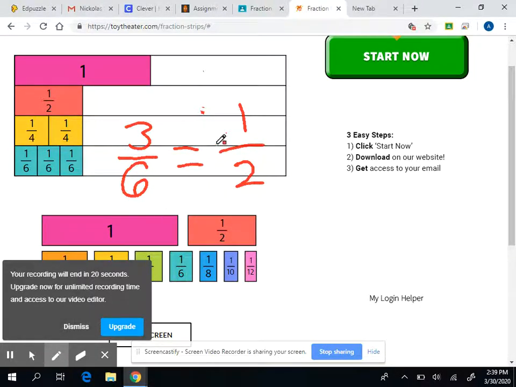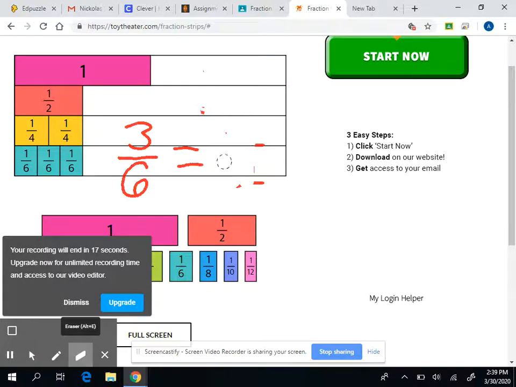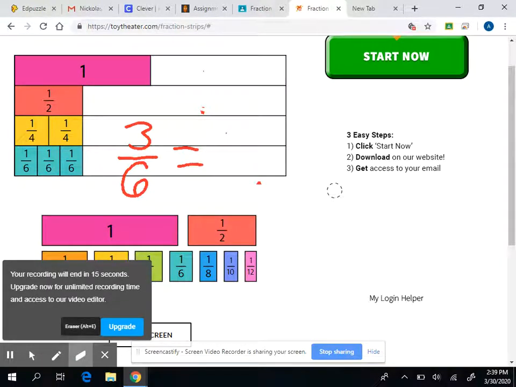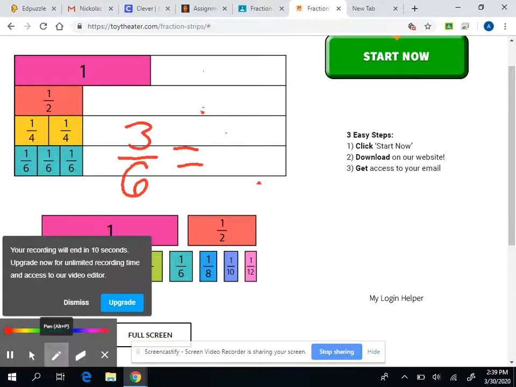How many fourths are equivalent to 3 sixths? 1, 2. Perfect. 2 fourths.